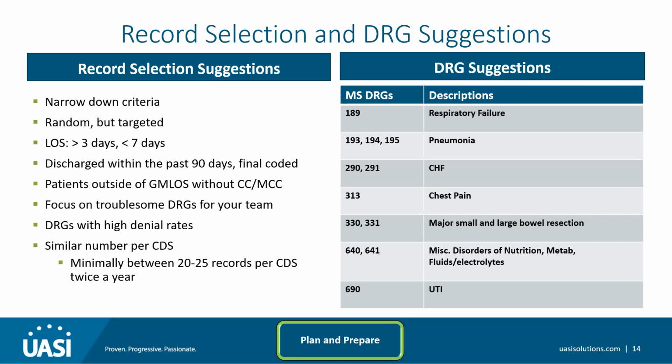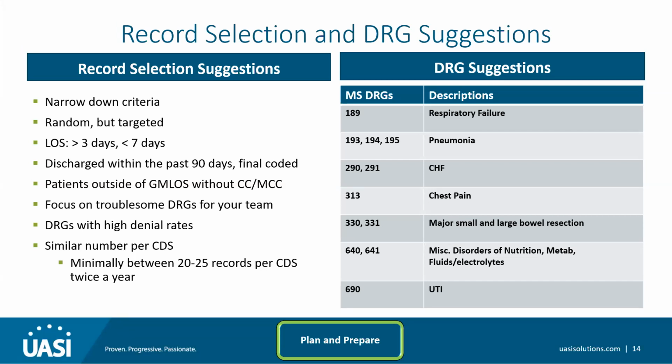Also, just your troublesome DRGs for your team or for your hospital. If there's a highly denied DRG, take a look at that. Is there something that CDI can help with on the forefront before the patient is discharged? And then I did the other DRGs, just some ones that it seems like CDI sometimes will struggle with. I put some DRG suggestions there to help target that.